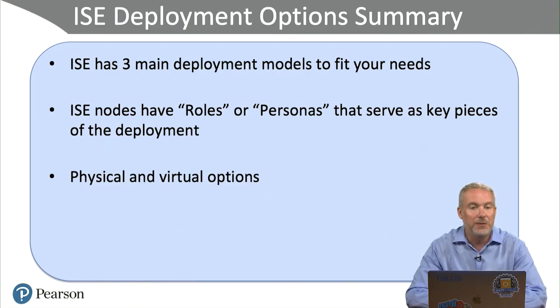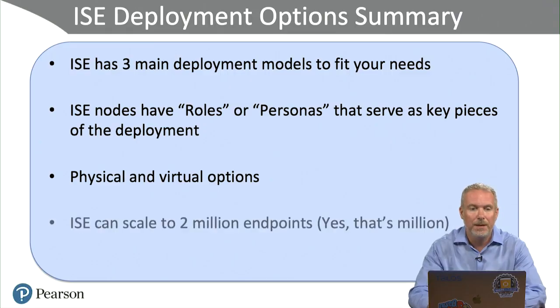We have physical and virtual options. We'll hit on this in a little bit more detail, but basically there's no difference between the physical and virtual other than I have physical hardware for one and virtual hardware for the other. And then ISE can scale with its current version up to 2 million endpoints, and yes, that's million. There obviously is a requirement, so again, look at those release notes. This is with 2.6 and the new 3600 appliances, but it can scale really big in your environment. Again, that's a technical term.